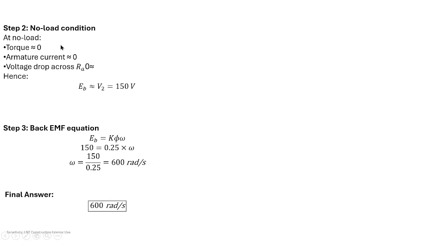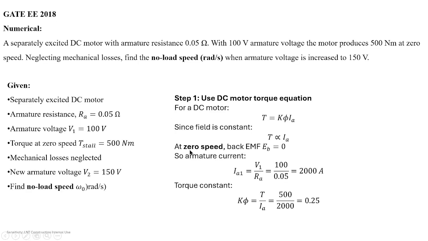No load condition. In low load condition, EB is equal to V2 because E is equal to V minus IA RA. RA is equal to 0 and the armature current is also 0. So E is equal to V, and E is equal to V is equal to 150 volt. So 150 volt is V2.